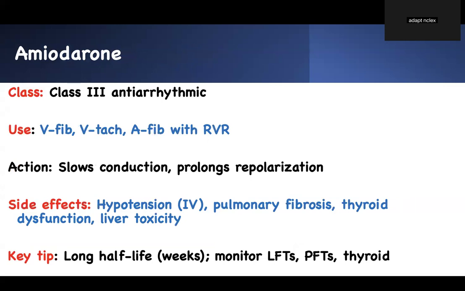Amiodarone is an antiarrhythmic. What is this used for? To slow down the heart. If you have AFib, VFib, tachycardia, and with rapid response, this medication we use. It slows down the conduction. It really changes the heart to come back down to its baseline.